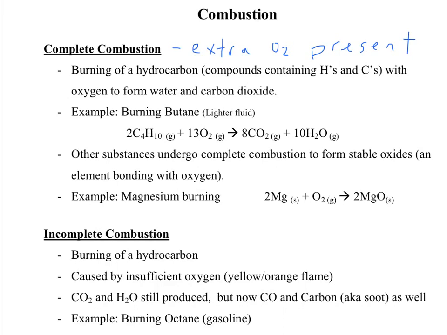We often describe the combustion reactions of hydrocarbons. These are chemicals that only contain H's and C's. When they do complete combustions, the products formed are water and carbon dioxide. Here's an example. Butane, which is found in cigarette and barbecue lighters, is the formula C4H10. If burned in lots of oxygen, you'll just make carbon dioxide and water.